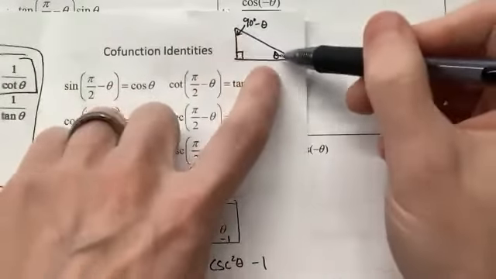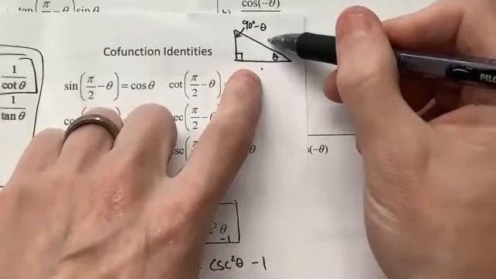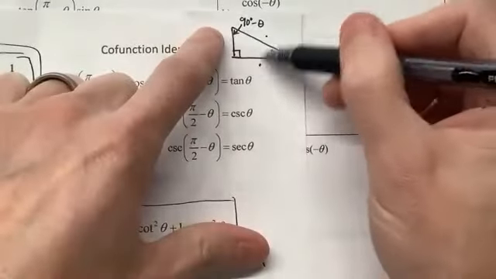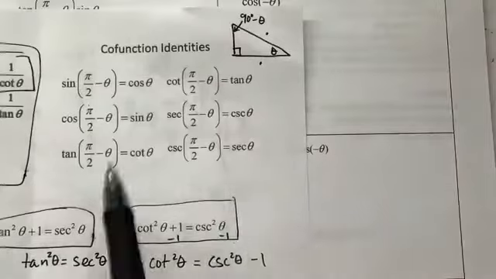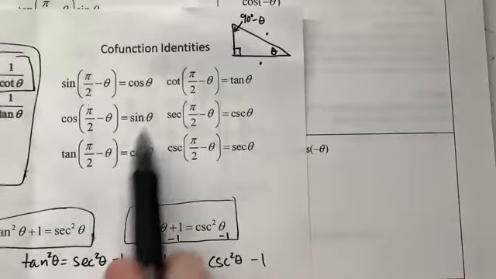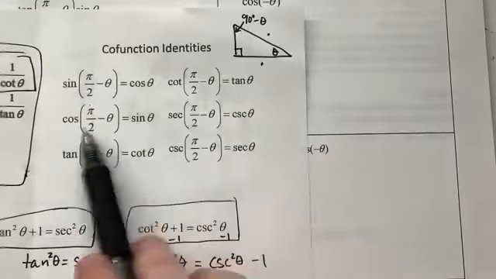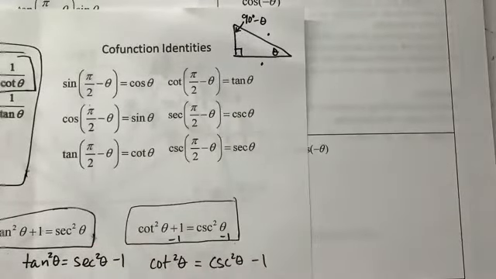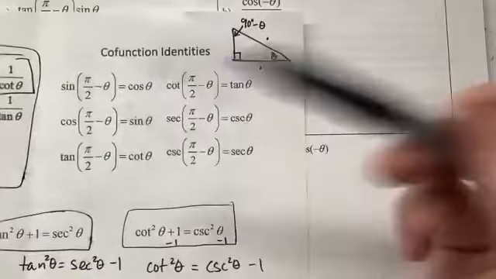So all it's really saying is that the cosine of this angle is equal to the sine of this angle, which makes sense because the cosine here would be this side over this side, and the sine here would be this side over this side. So the cosine of this angle is the same as the sine of that angle, or the sine of this angle is the same as the cosine of that angle. These are just expressions you can use to simplify other ones.